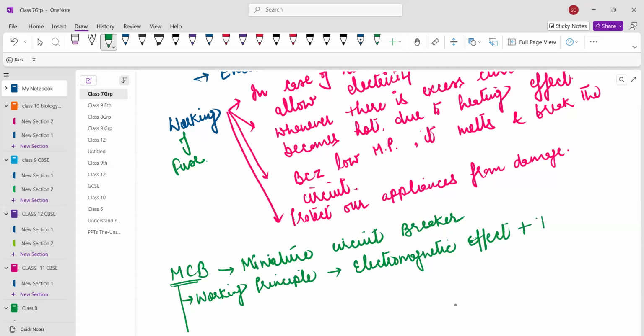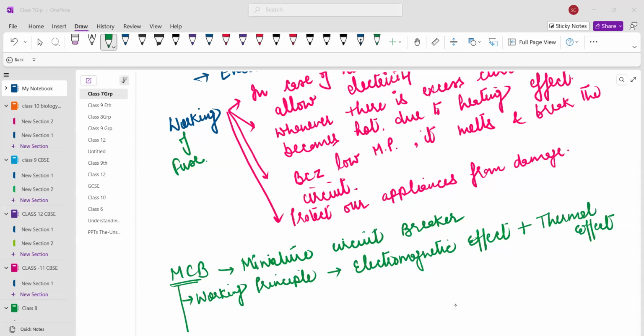Plus thermal effect also. Okay, so what happens when we are using the fuse? Because the fuse has a metal wire made up of alloy. Once there is an excess current, because of the overheating, the wire breaks. And because of the breaking of the wire, the further supply of current will stop.